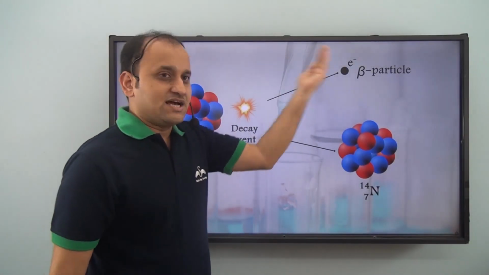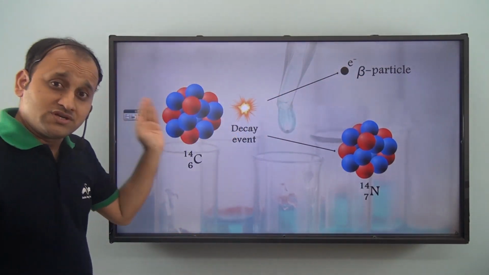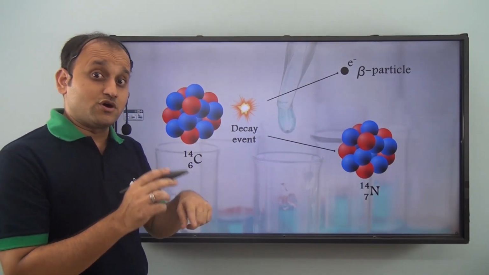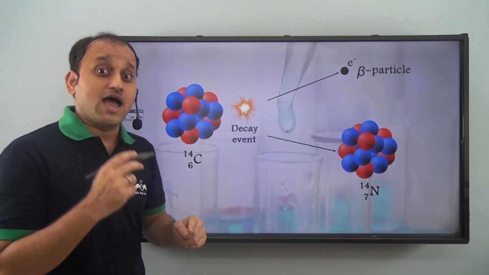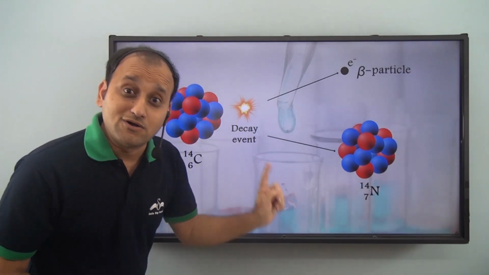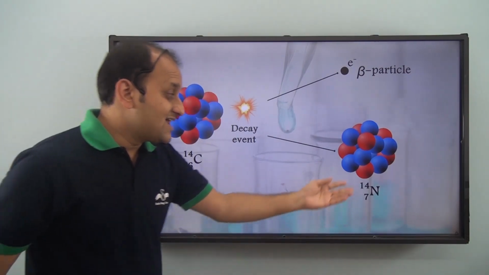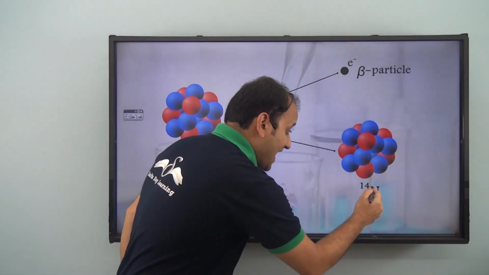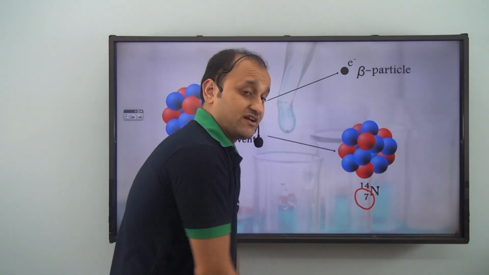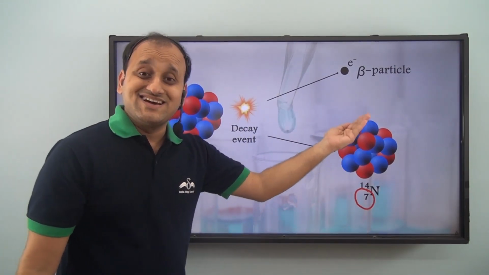Now when beta decay occurs, that is when a beta particle is emitted, what happens to the nucleus? Well, one neutron converts to a proton, so the number of protons increases. So the atomic number changes, which means the identity of the element also changes. Now it's no more carbon-14, it's nitrogen, because the atomic number has changed. It was 6 earlier, now it's 7, which represents nitrogen. So the new nucleus is nitrogen.